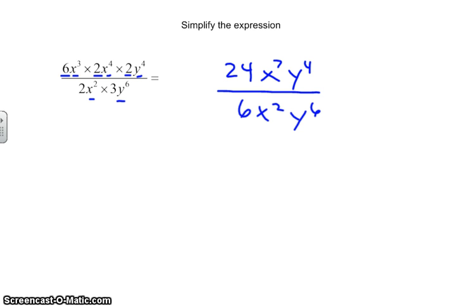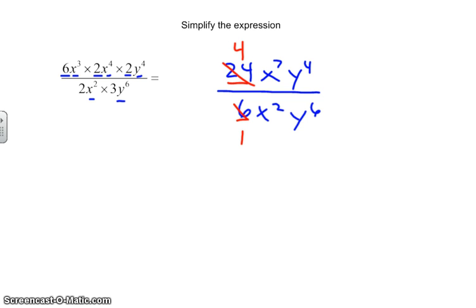Now I've got to do a little bit of canceling, just like if I'm working with fractions. When I work with fractions, I simplify. I look to see what I can do. Well, I have a 24 and a 6. I'm looking for a common factor of 24 and 6. Well, that would be 6. 6 divides into 6 once. 6 goes into 24 4 times.